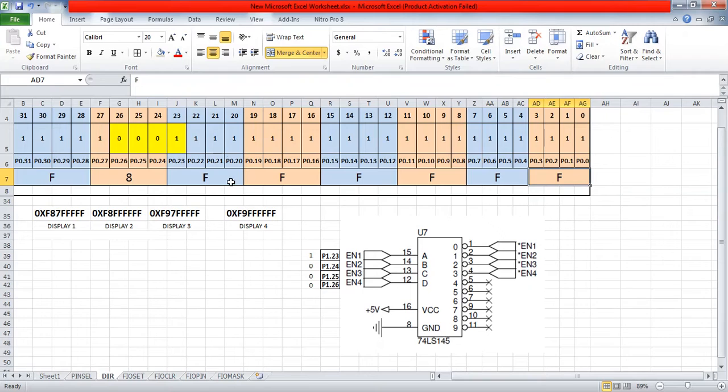Similarly, to select display 3, the corresponding input is 0, 0, 1, 0, and if you put this into the positions of the register, you will get 0xF97FF. Similarly, to select the fourth display, 0011 is the input and the corresponding third output line will be activated. Thereby the corresponding value becomes 0xF9FF. So these are the different values that should be forced via the FIO pin register to select any one among the 4. Apart from these 4 values, if you force any other value, then none of the displays will be selected.